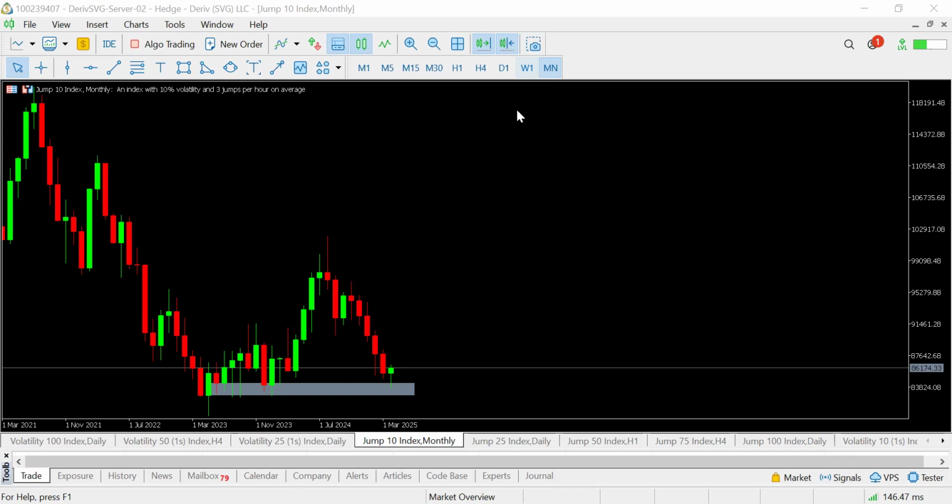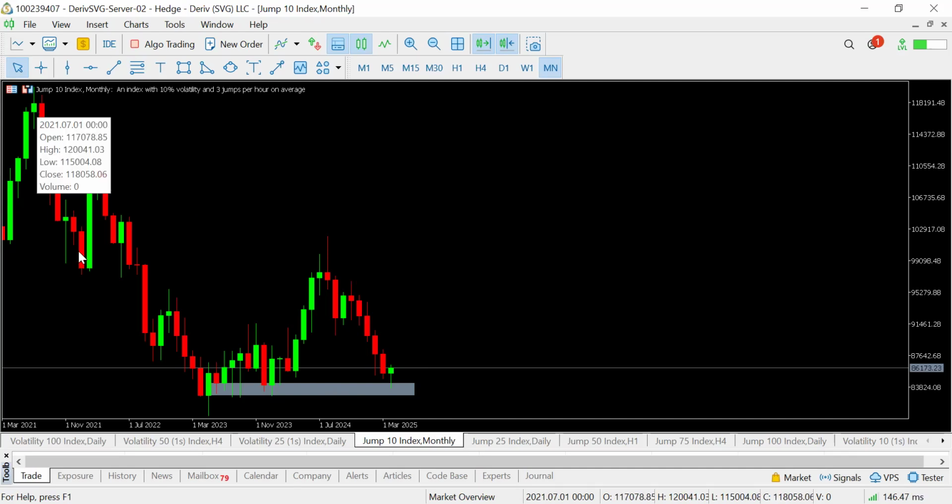Even from the monthly time frame before us, we can infer that jump 10 index has been in a downtrend for a very long time now. But something is happening in the sense that we're sensing what could be either a reversal or a retracement, but let's dive into it to find out. From what we can start with, the direction we can say is a downtrend. Why? Because it's making a series of lower lows and lower highs.